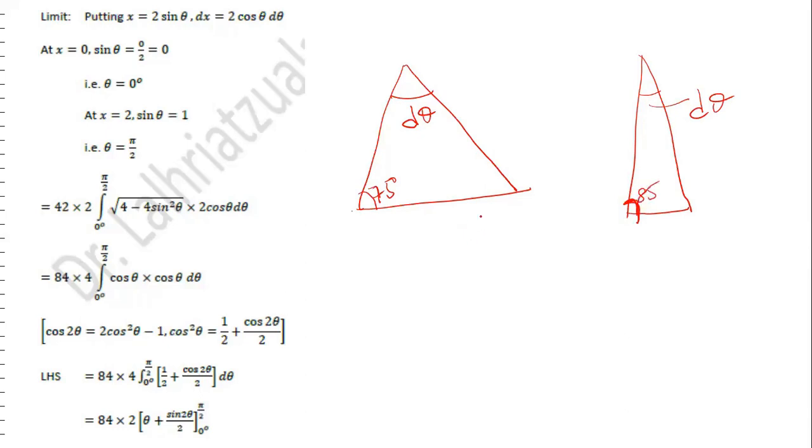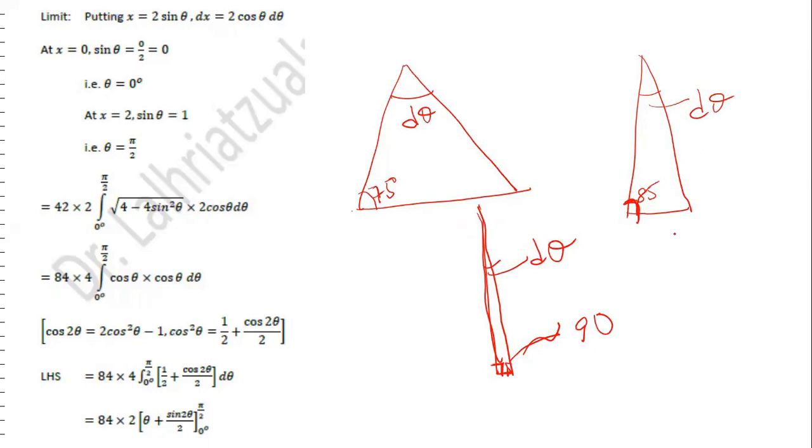But if you make this angle very, very small, something like this, this d theta is a very small angle. So if you consider this angle here or this angle here, they are approximately 90 degrees. They are close to 90 degrees. Because of that, you can consider this as a right angle triangle.